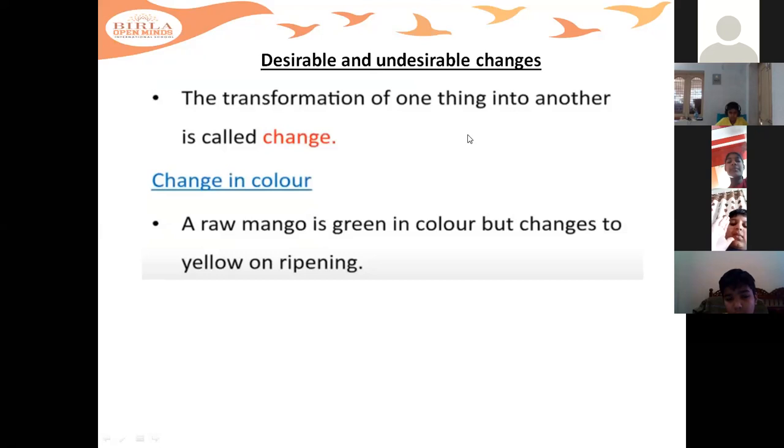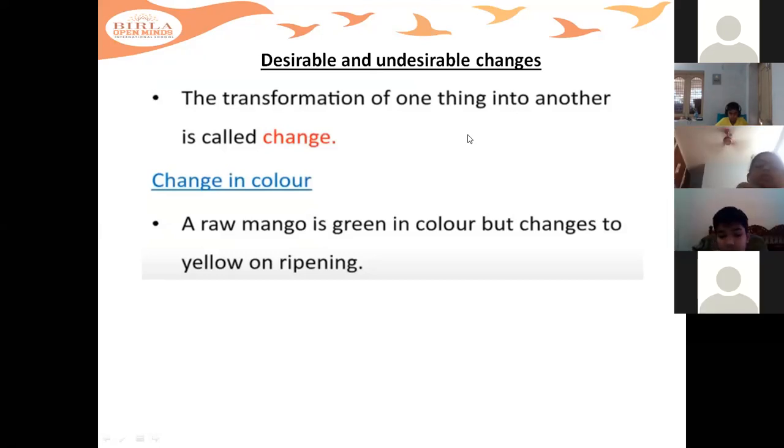Yes, Agastya. Ma'am, watching the movie. Ma'am, moving of a bike and car, ma'am. Yes, moving of a bike and car. Yes, ma'am, I have a doubt. Ma'am, desirable means reversible, undesirable means irreversible, ma'am. No, it's not like that. Anything, it can be anything. It can be reversible or it can be irreversible also.